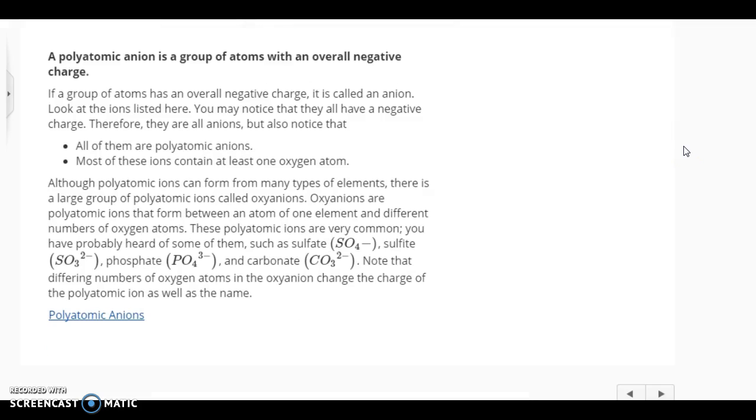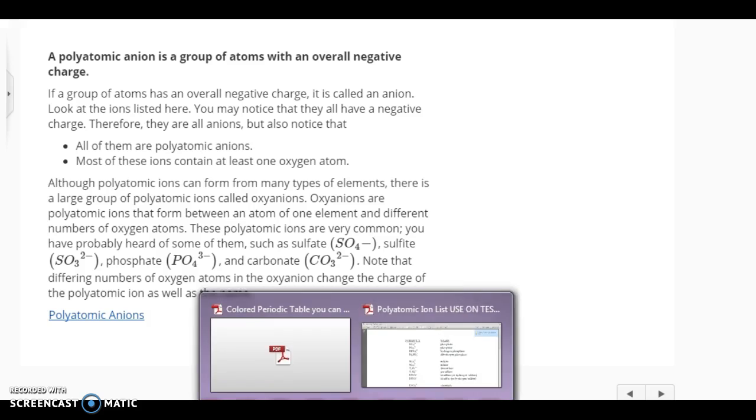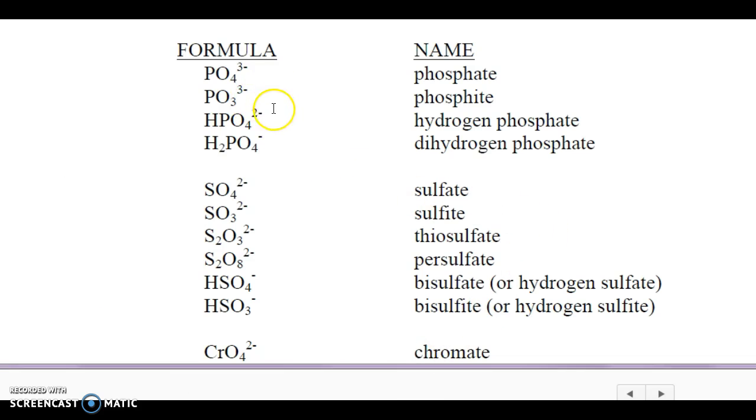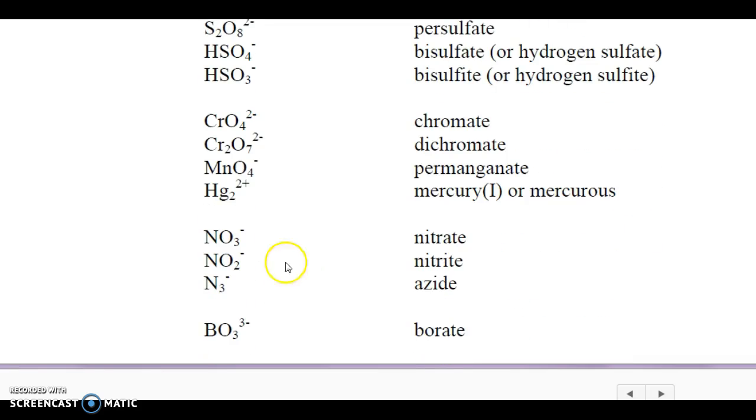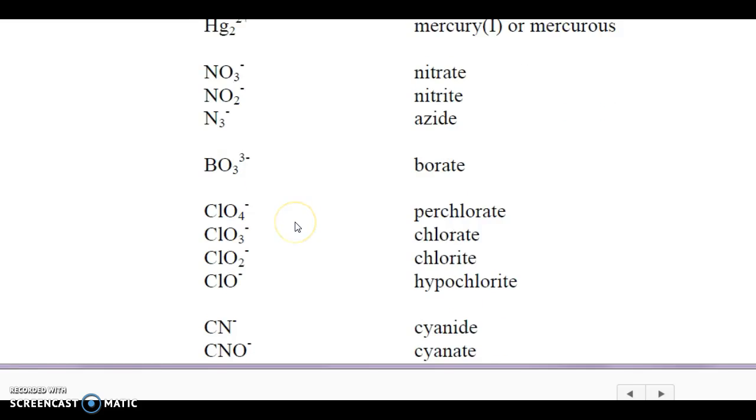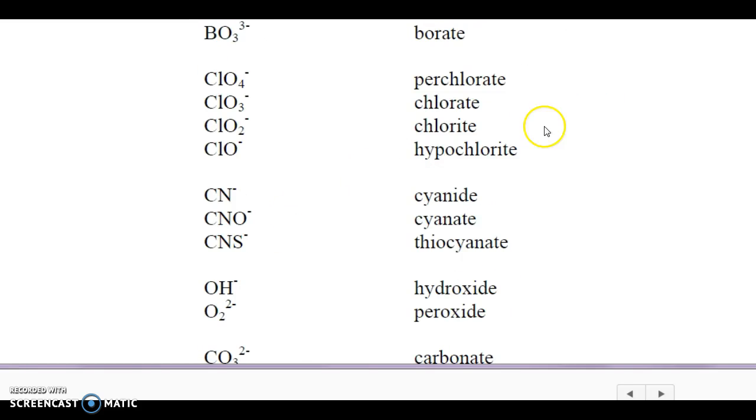A polyatomic anion is a group of atoms with an overall negative charge. If a group of atoms has an overall negative charge, so they have extra electrons, it is called an anion. Look at the ions listed here. You may notice that they all have a negative charge. Therefore, they are all anions, but also notice that all of them are polyatomic ions. Most of these ions contain at least one oxygen. And I'm not sure why it's not loading, so we'll just look at our list. And you can see the same thing. Most are negative. They pretty much almost all contain oxygen. There's a few that don't, but really the most common ones almost always contain oxygen.